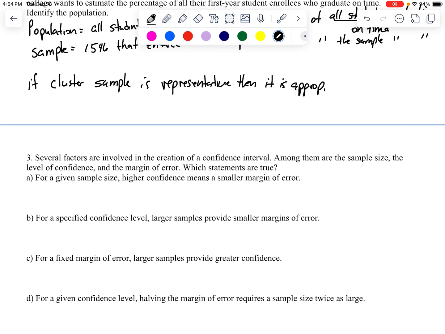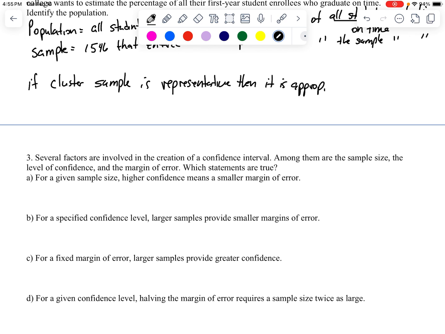There are several factors involved in the creation of a confidence interval. Among them are the sample size, the level of confidence, and the margin of error. So which one of these are true? Again, this is going to be a little bit hard; we kind of use the questions as my avenue to teach the skills, and then we'll do it that way.